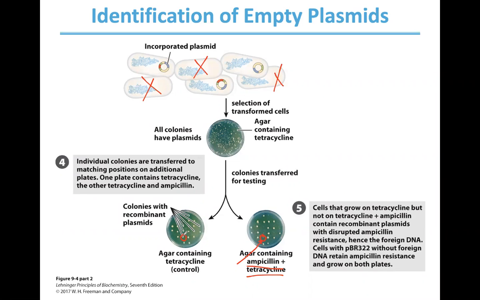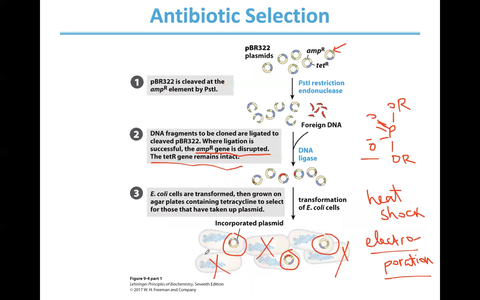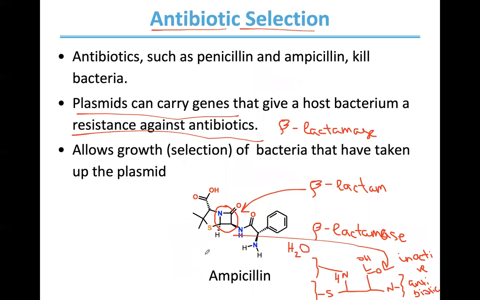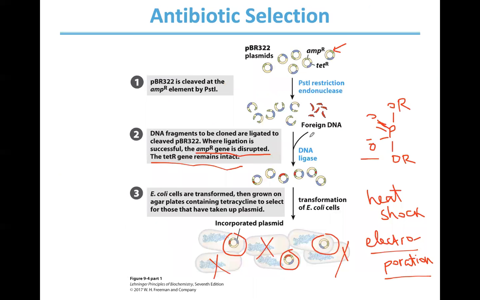And this colony here is growing, which means that this is the colony that has our gene, because the ampicillin resistance gene has been disrupted by the gene of interest that was inserted by the ligase. Does that make sense? Here is our restriction endonuclease, and remember here ampicillin, right? The ampicillin resistance gene was disrupted here by the insertion of the foreign DNA.